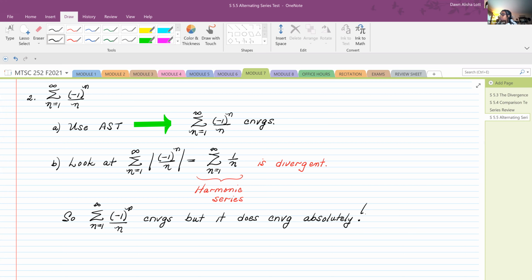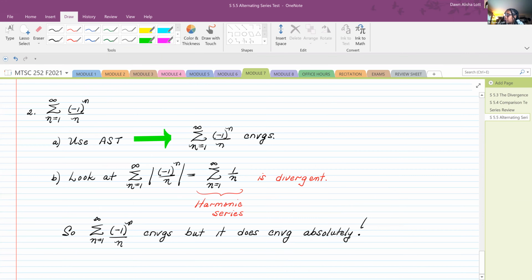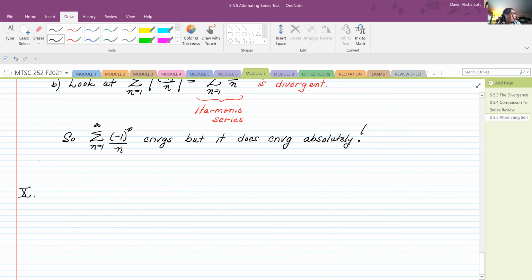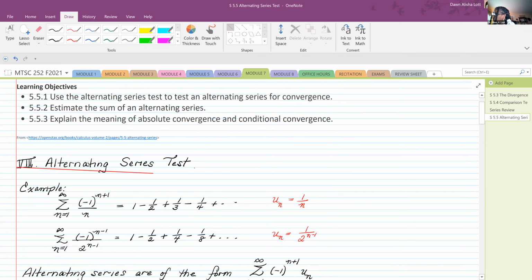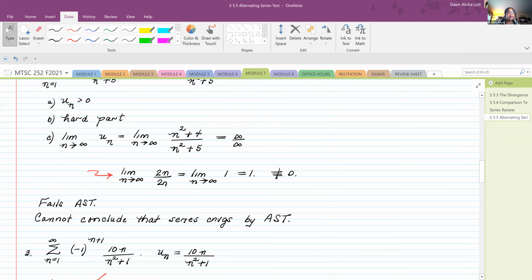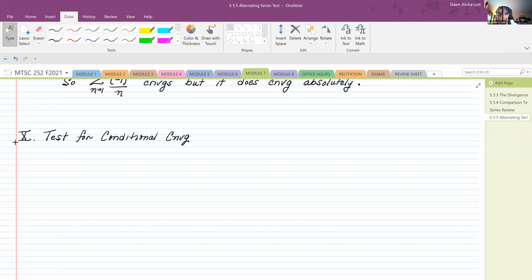Okay. So here's test number 10. And this is the test for conditional convergence. Okay, so the test for conditional convergence.